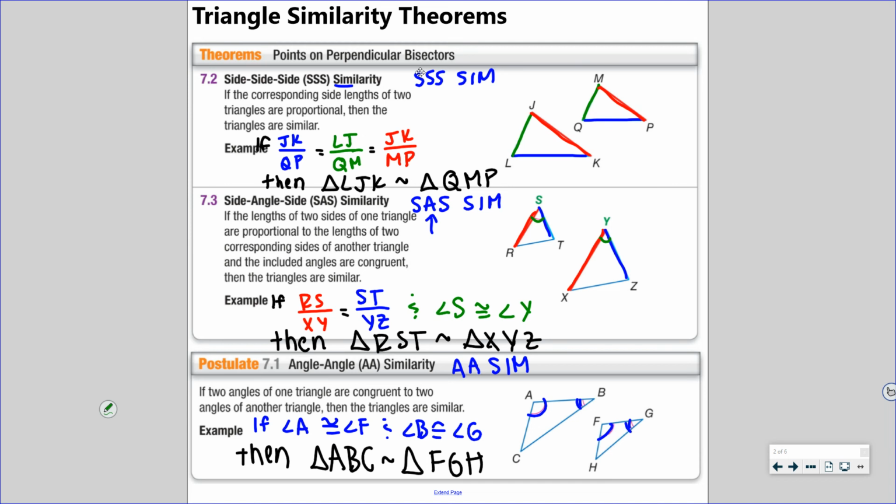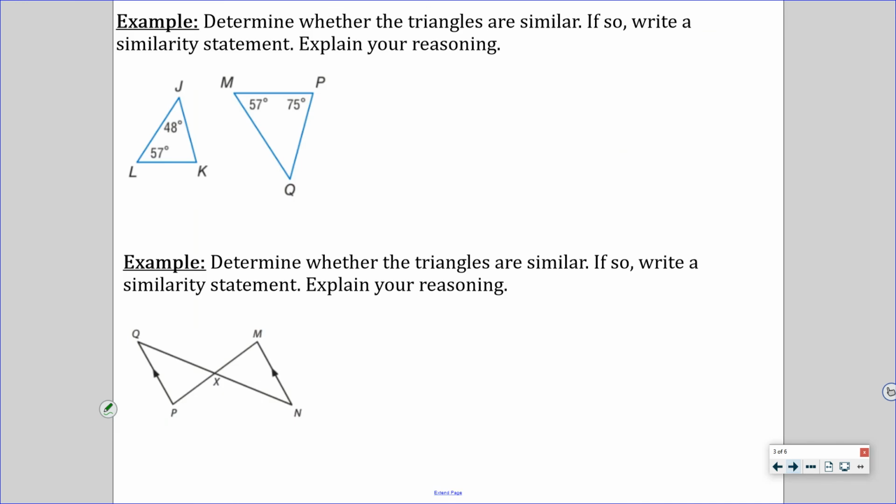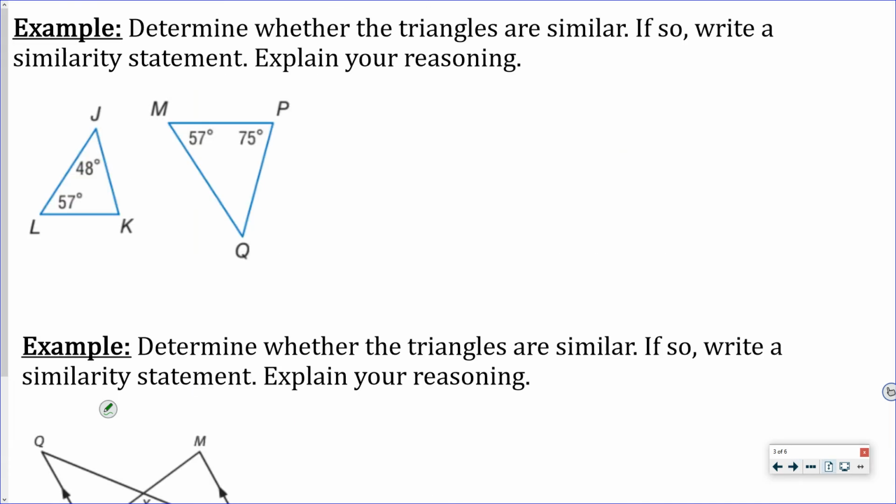So these first 4, the directions are all the same. Determine if these triangles are similar. If they are, write the similarity statement and explain your reasoning.